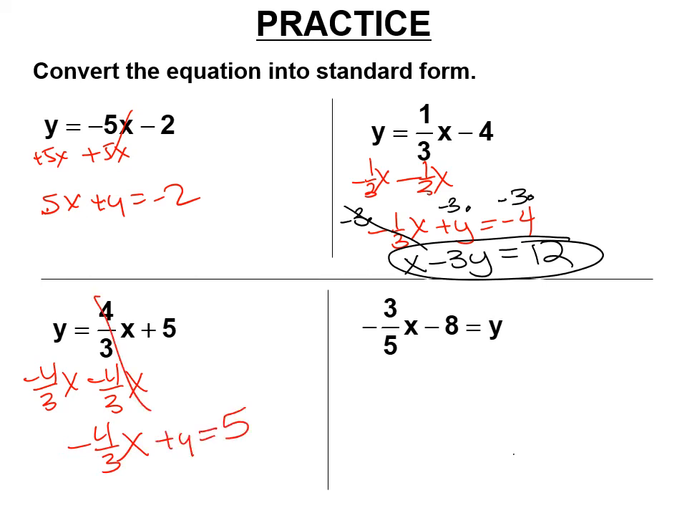All right, we got a negative fraction there, so let's multiply both entire sides by -3. That cancels, and I get +4x minus 3y equals -15.